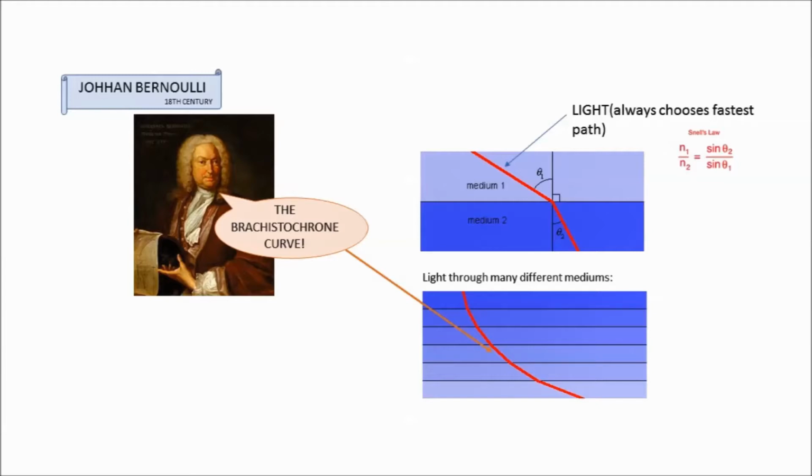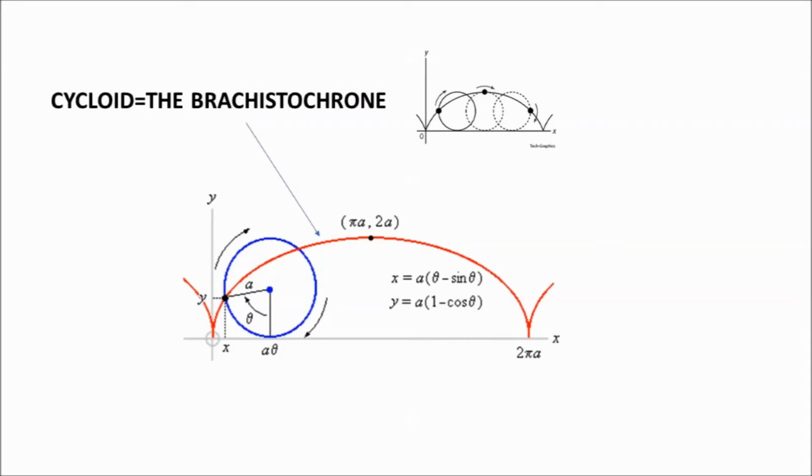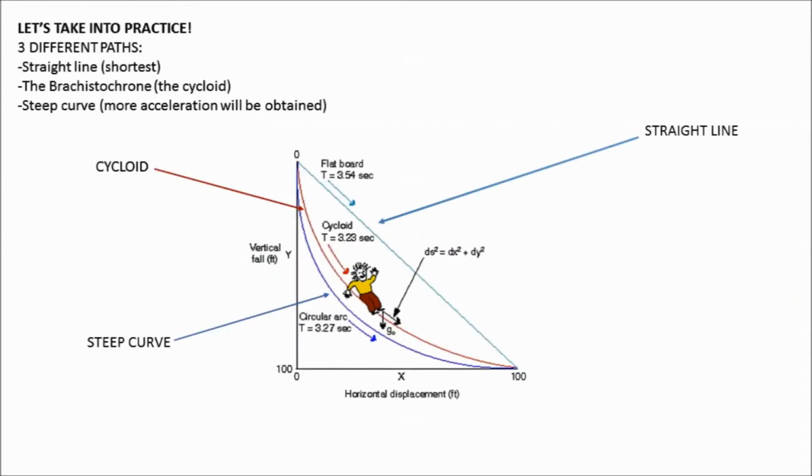He realized that this path was a cycloid, a curve created by a point on the perimeter of a circle when it rolls in a straight line. We will now demonstrate this path, called Brachistochrone, is in fact the fastest one from point A to point B, with the conditions explained before. For that, we will compare it with other possible curves, a straight line and a steep path.